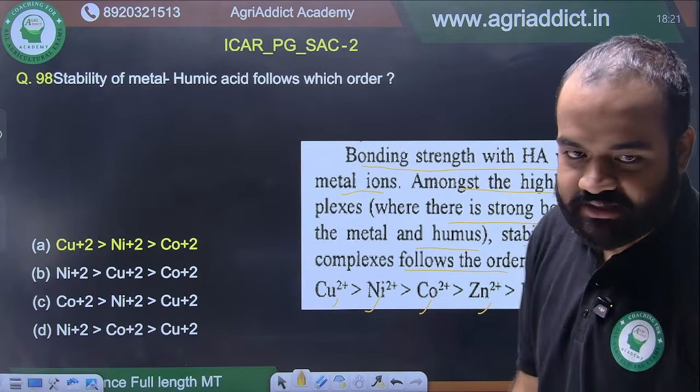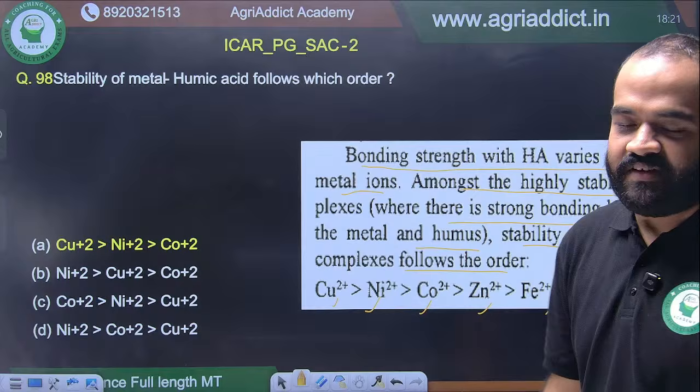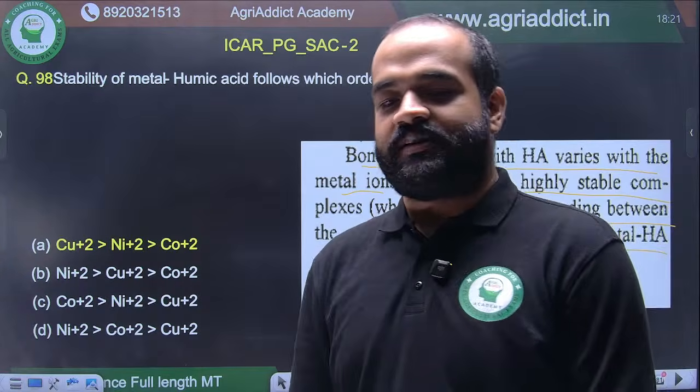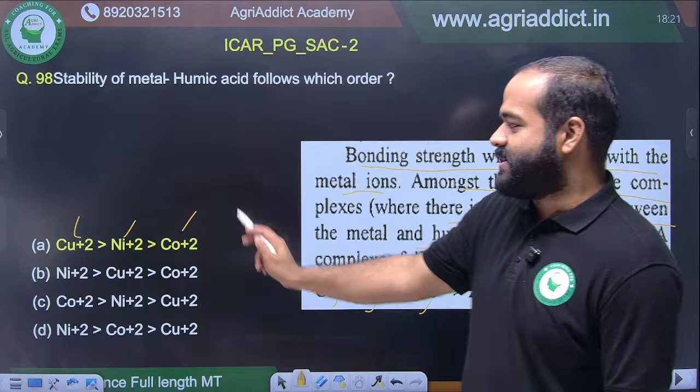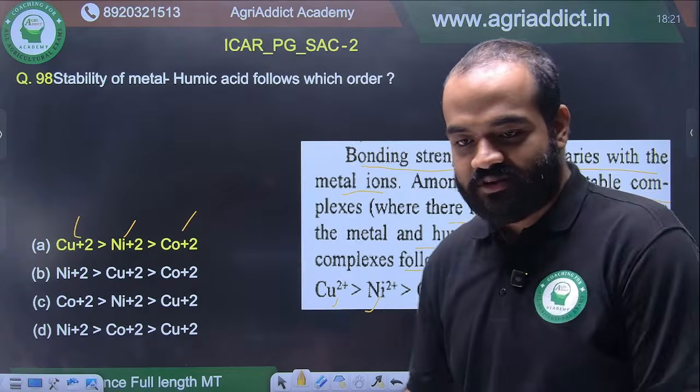Khushi, it is not C, it is A. Be very careful with Cu and Co. एक copper है, एक cobalt है. This is copper, this is nickel, this is cobalt, है ना? Cobalt और copper में इधर उधर नहीं होना चाहिए.